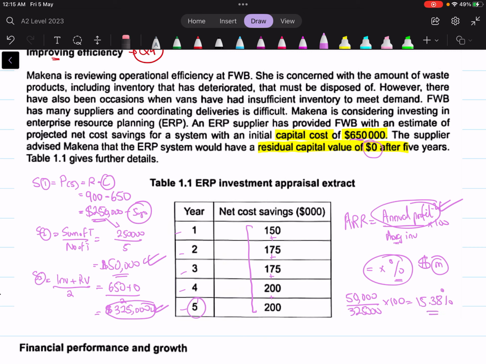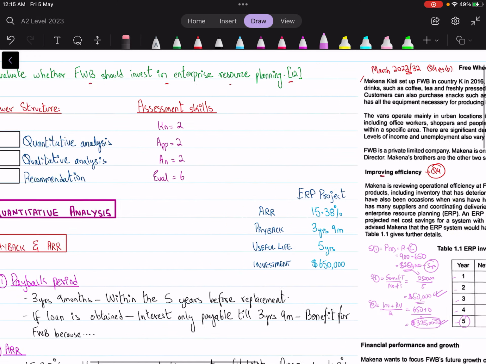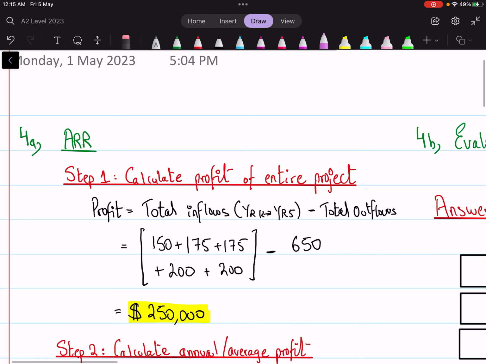Now this basically tells you that if you were to invest in this project, you're going to get the profit. ARR is basically the rate of return. You're going to get the profit from this project on an annual basis that's going to be 15.38% of your capital cost. So if I were to present it, this would be your first step.